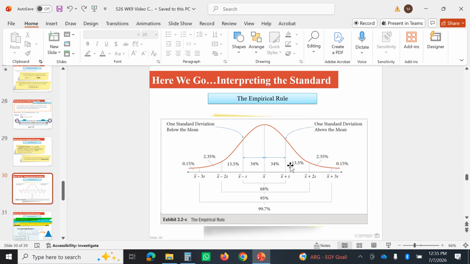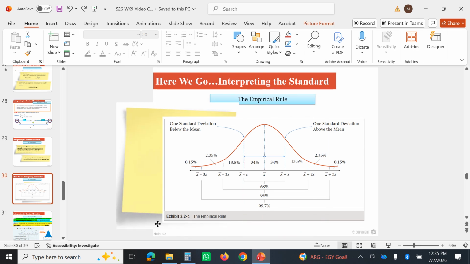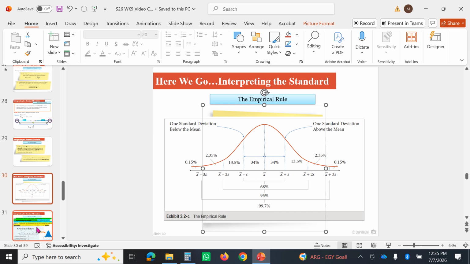This is what we call the empirical rule. Crazy important. Okay, very important. Good. Let's leave that there.